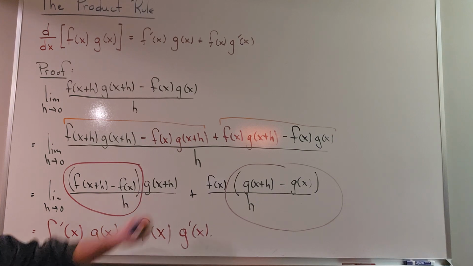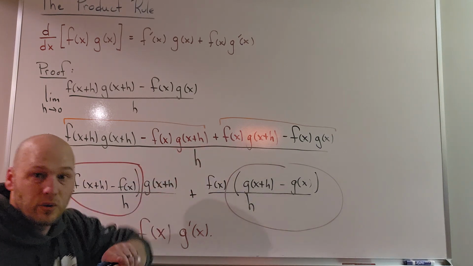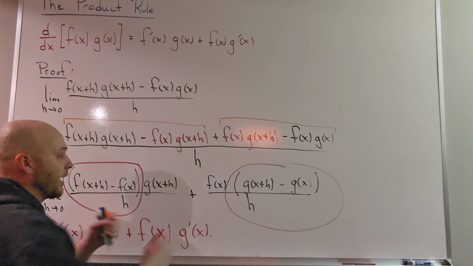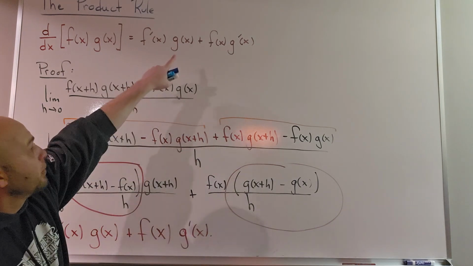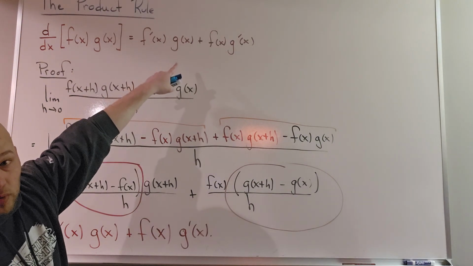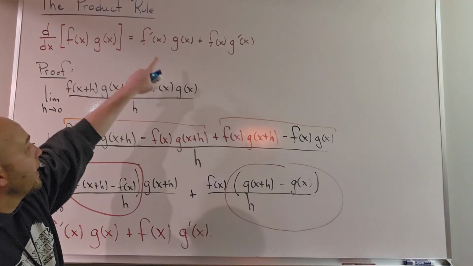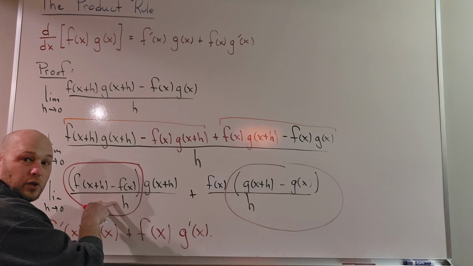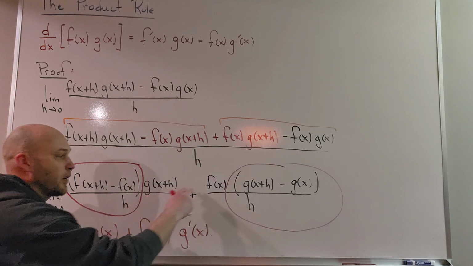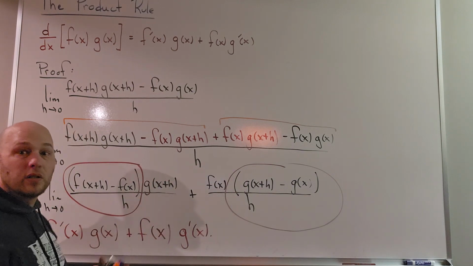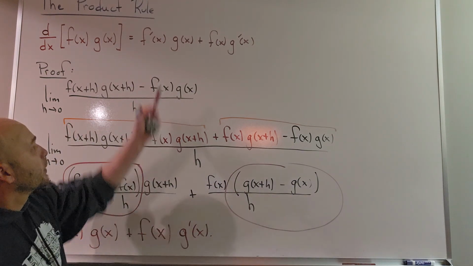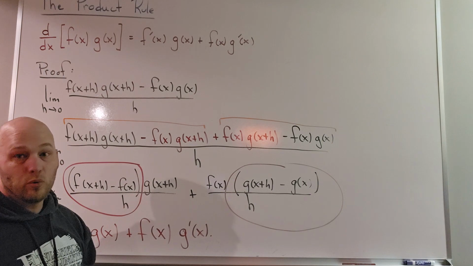And again, notice when I added and subtracted those two terms in the middle and then separated that, this plus is the plus up in the product rule. That's why I've got two terms. And then notice that here I've got a difference quotient times a function. Here I've got a function times a difference quotient. We take the limit of those difference quotients, that's where the derivatives come from. So again, that's where the product rule comes from.